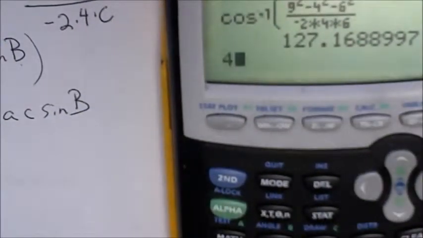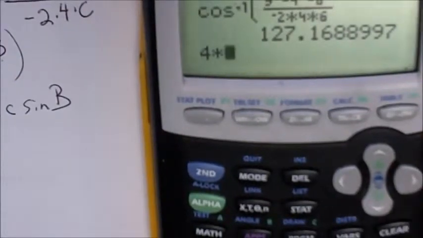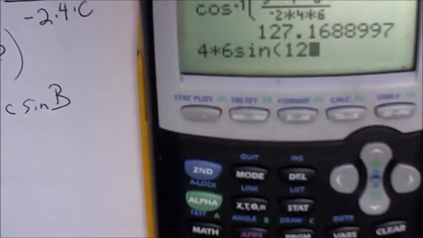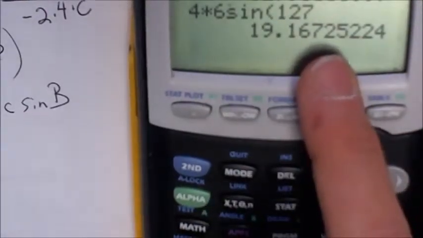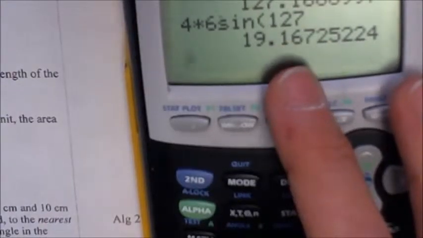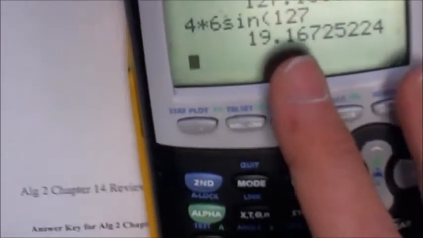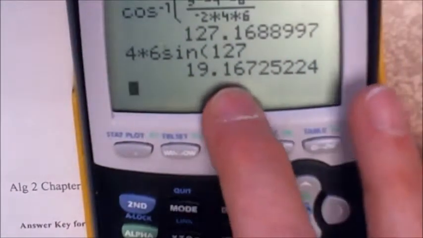So A is 4, C is 6, and the sine of 127, the area of that whole parallelogram is 19 point, did they want it to the nearest square centimeters? 19. So 19 square centimeters.